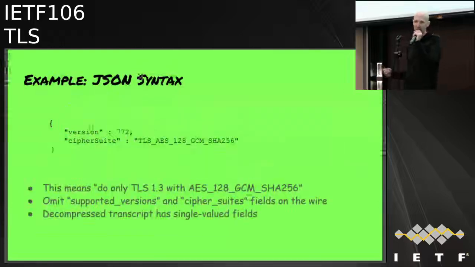This says do only TLS 1.3 and do only this cipher suite. And so when you do this, you just don't put those things on the wire. They just don't appear. So you just save yourself, I don't know, like 8 octets. And so when you decompress the transcript, you have only the fields as if those are the only things supported. So that means you have one version in the supported versions list, and you have one cipher suite in each direction as well.